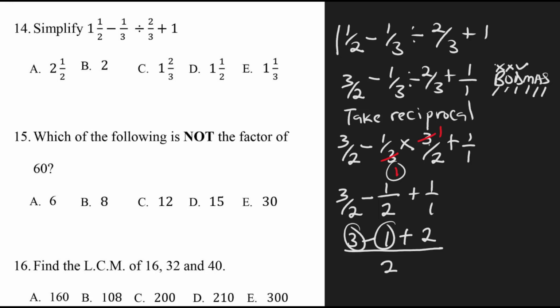Plus 2 is 4. So we have equals 4 over 2. And 4 divided by 2 is 2. So our answer is 2. So let's check our options. From our options, the answer is B. Let's move to the next question.